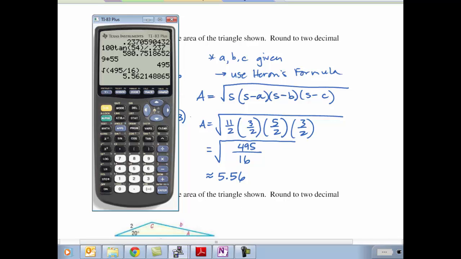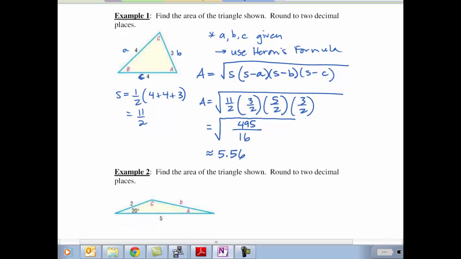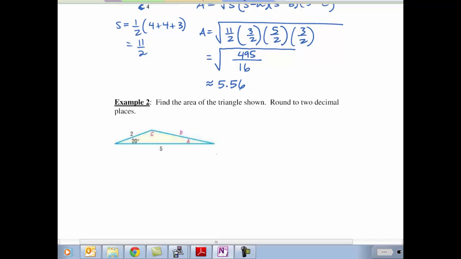All right. So, if given all 3 sides, Heron's formula. Next one, we've got 2 sides and the angle between them. So that means we want formula 2. That says area is 1/2 AB sine theta. It doesn't matter what's A and what's B.